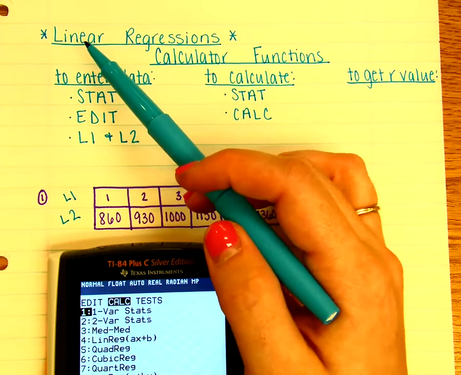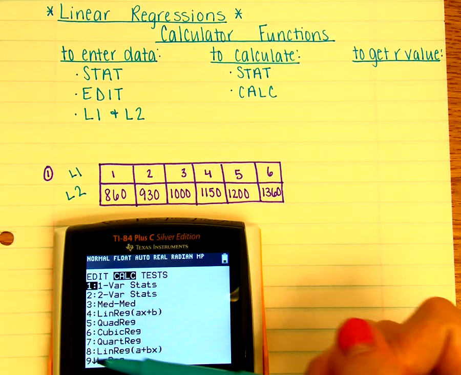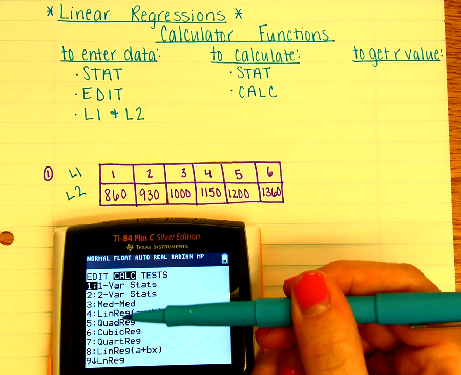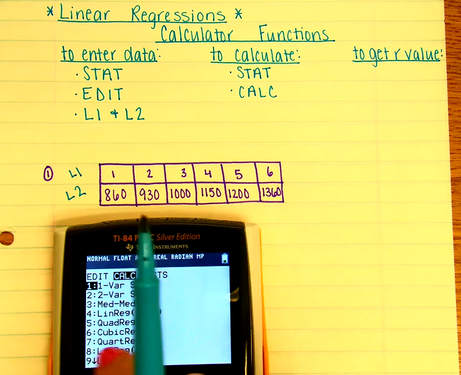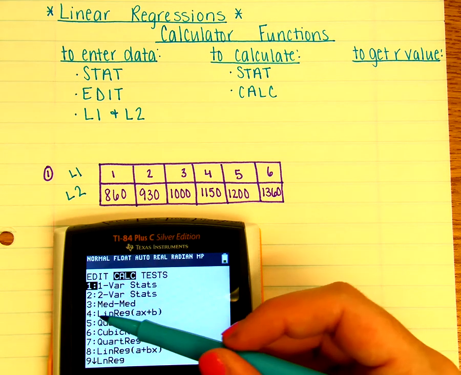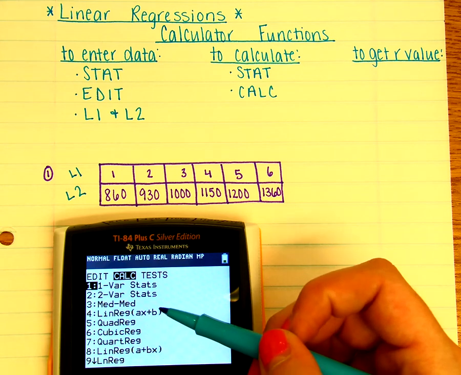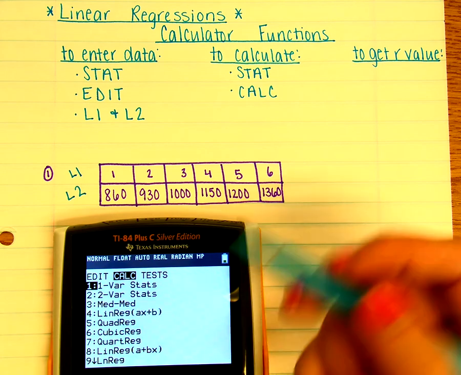At the top here, it says that we're doing linear regressions, so I need to choose the option that looks like linear regression. And now you can kind of see that option 4 and option 8 look very similar to each other, except for what's in the parentheses. And it also says lin regress. We are going to always use option 4 for a linear regression.